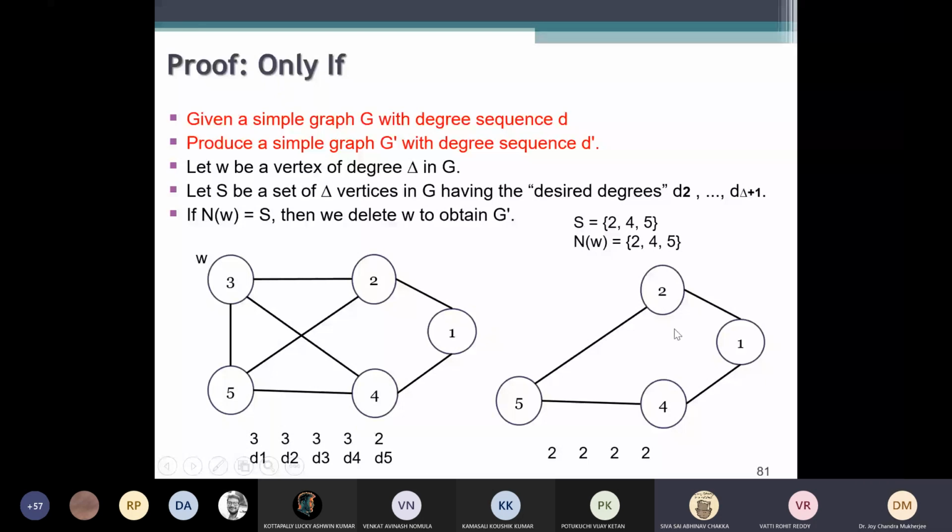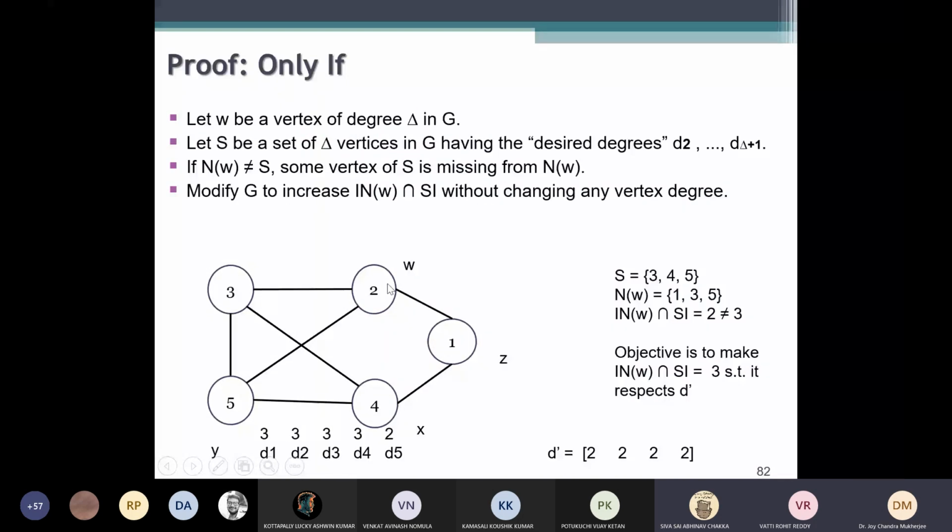But if I choose something else, if I choose my w not as 3 or 5, if I choose either 2 or 4, then there is a problem. Why? The reason is the neighbors of w and the choice of S are different. So this N(w) intersection S is right now 2. If it is 3, I am done, but it is 2. So our objective is to increase N(w) intersection S.